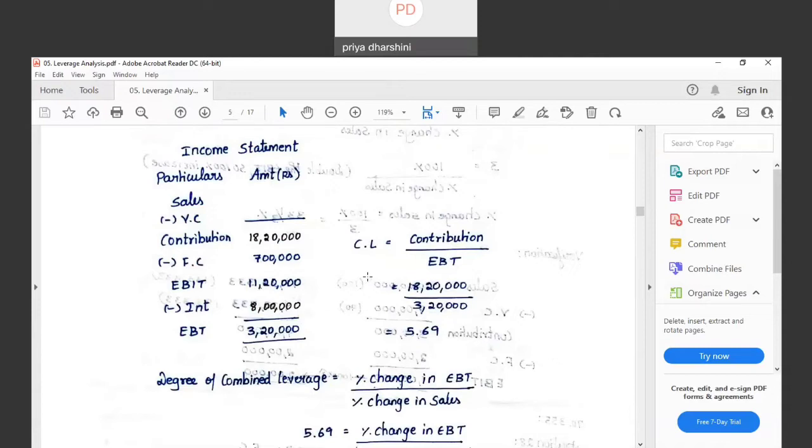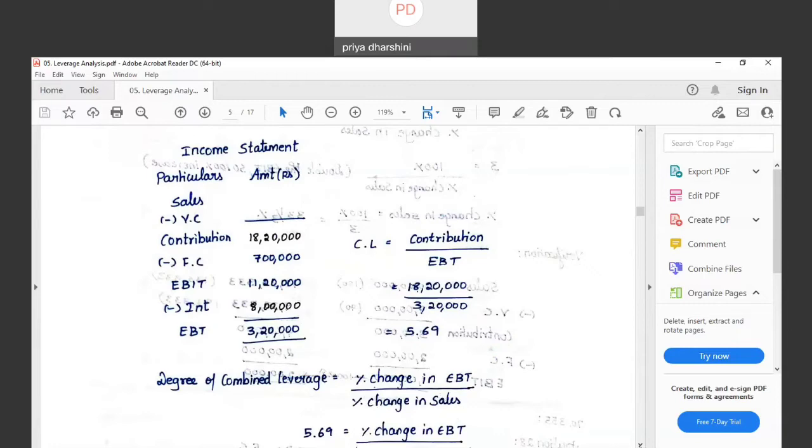What are they asking us for? They are asking you for percentage change in EPS if sales are expected to increase by 5%. So they are asking you for degree of combined leverage, for which first find the combined leverage. How do you find combined leverage? Contribution by EBT. Contribution by EBT is 18 lakh 20,000 divided by 3 lakh 20,000, which is 5.69. How do you find degree of combined leverage? It is percentage change in dependent variable divided by percentage change in independent variable.